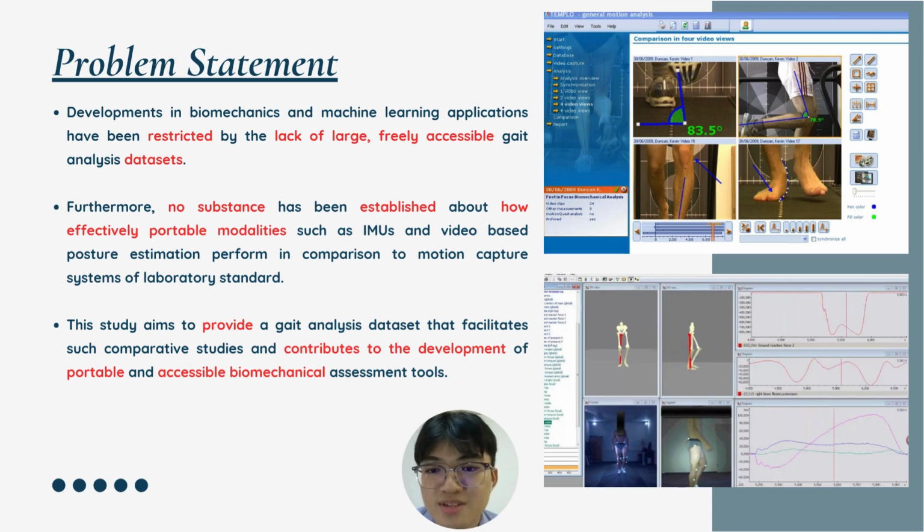And second, no consensus has been established about how efficiently portable modalities such as IMU and video-based pose estimation perform in comparison to motion capture systems in the laboratory. So this study aims to provide a gait analysis dataset that facilitates such comparative study and contributes to the development of portable and accessible biomechanical assessment tools.